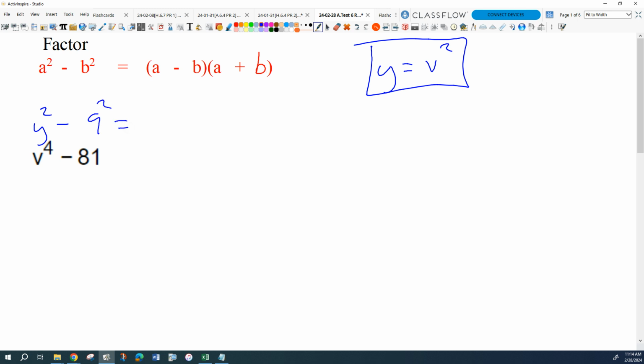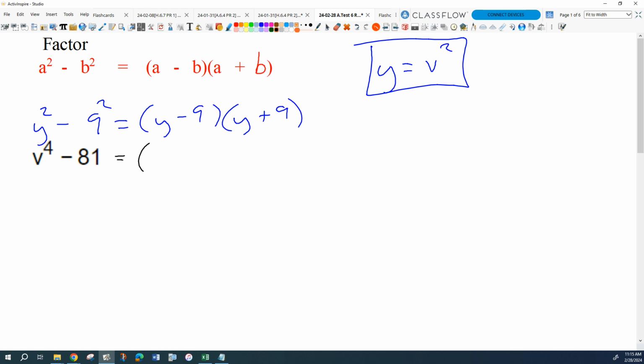Okay, so then we're just following the pattern where the a in our pattern is replaced by y and the b is replaced by 9, right? So what does this factor into? y minus 9 times y plus 9. There you go. Okay, are we done? Oh, we're not. We have to go back to v's, don't we? Right, so we're not done. First thing is we got to go back to v's.